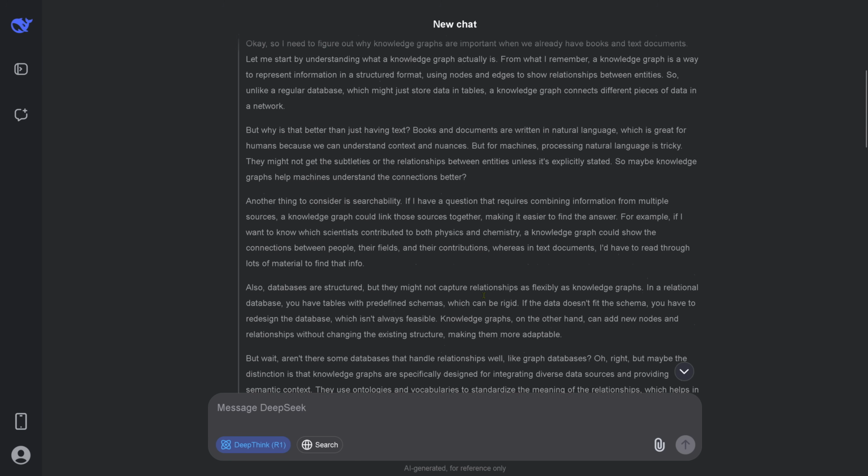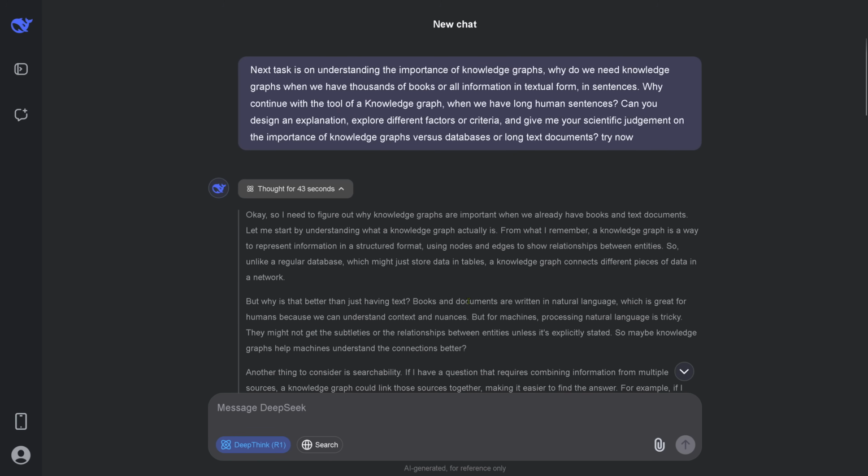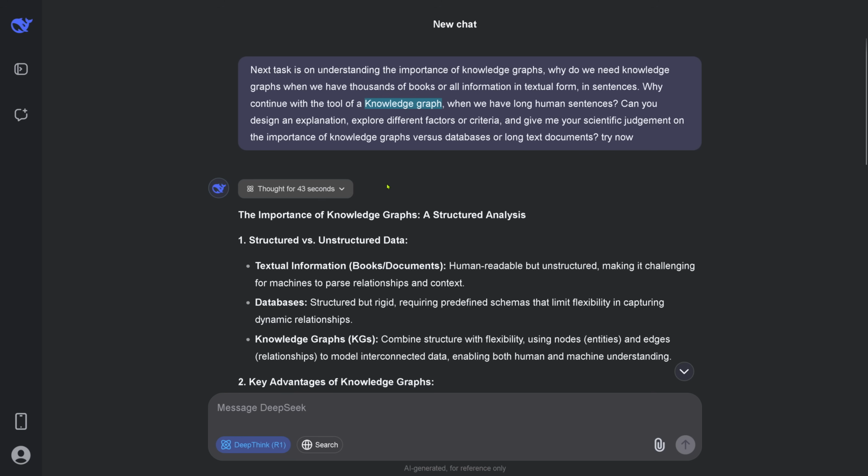This is the reasoning process of how R1 understands my question: why do we need a knowledge graph? Why is it so important in the future of AI if we integrate a knowledge graph? And from this, I learned almost more than from the original answer. So let's have a look at the original answer.